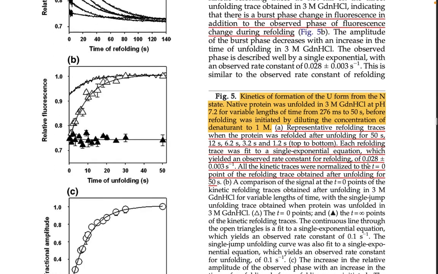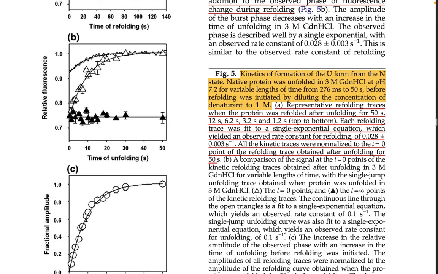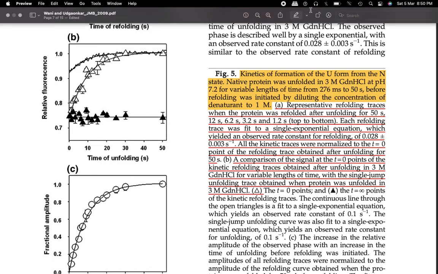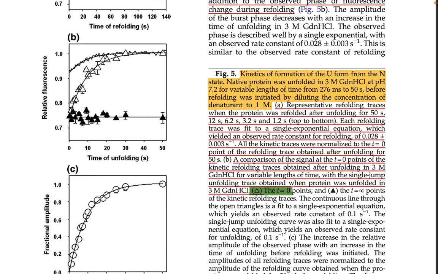Okay, so B is a comparison of signal at t equal to 0 points of the kinetic refolding traces after unfolding in 3 molar guanidinium hydrochloride for variable lengths of time, with a single jump unfolding trace obtained when protein was unfolded in 3 molar guanidinium hydrochloride. So, yeah, this is it. This is t equal to 0. If I can change the color, this is t equal to 0 points.